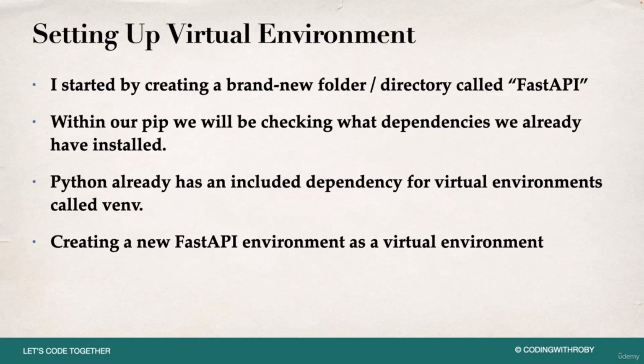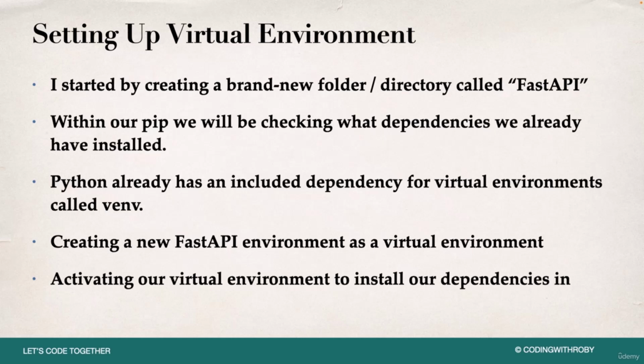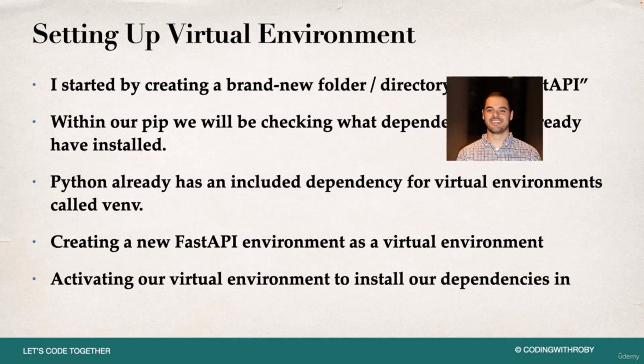We then will be creating a new FastAPI environment as a virtual environment inside our FastAPI directory. And then lastly, we're going to activate our virtual environment and install FastAPI, Uvicorn, and all dependencies that we need to get a FastAPI application running. Well, this wraps up the overview, and I'll see you in the next video where we dive into our virtual environments and setting up FastAPI.